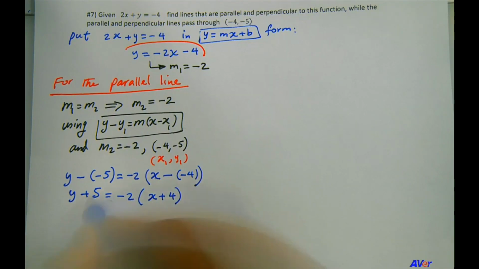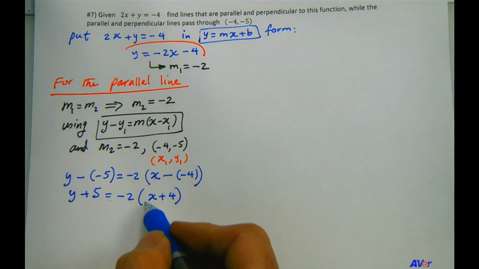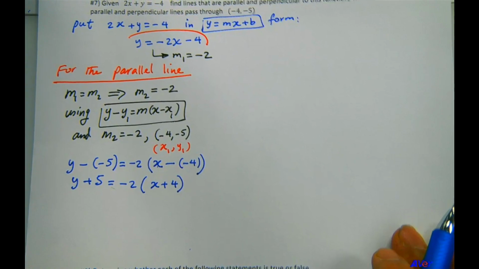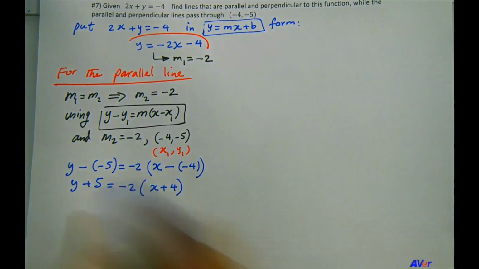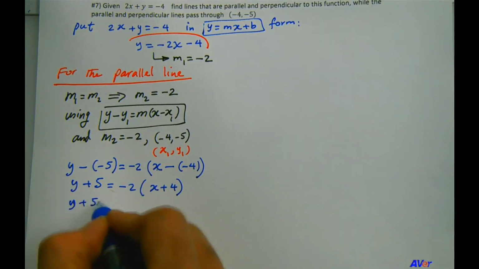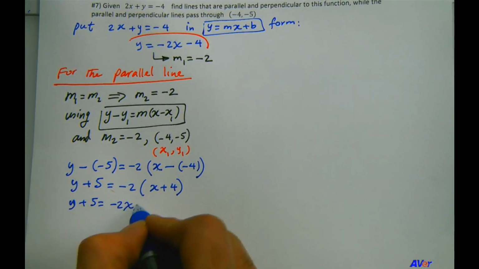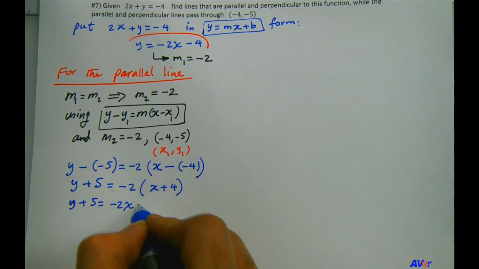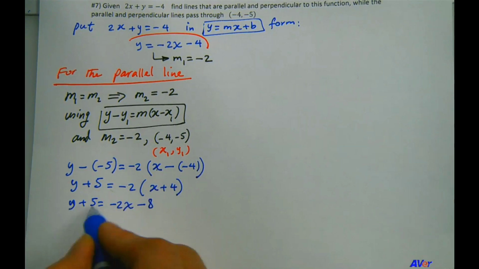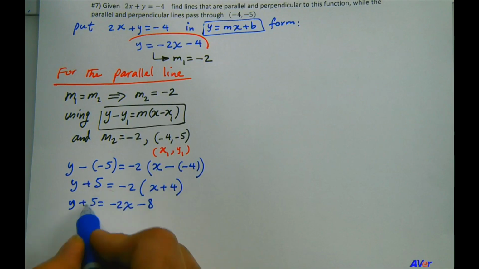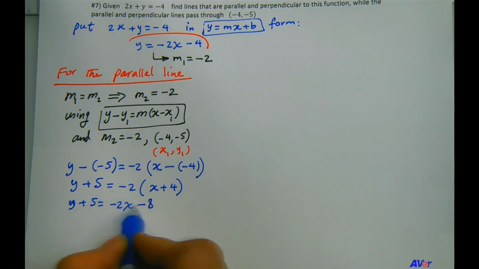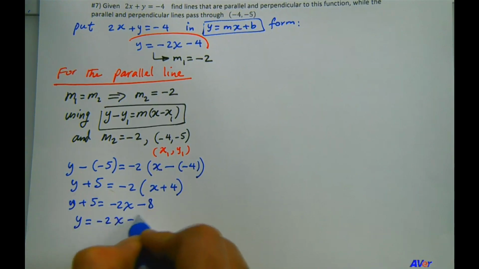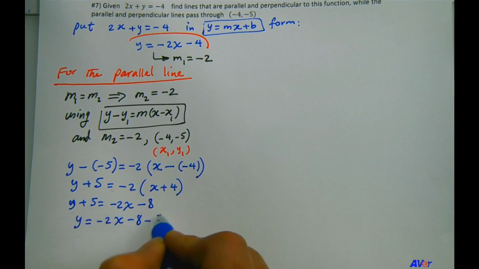Before moving this 5 to the other side, let's simplify. Let's distribute this negative 2. Okay, so y plus 5 equals minus 2 times x, minus 2x, minus 2 times 4, minus 8. Now let's move the 5 to the other side. It's positive on the left. When we move it to the right, it becomes negative. So y equals minus 2x minus 8 minus 5.